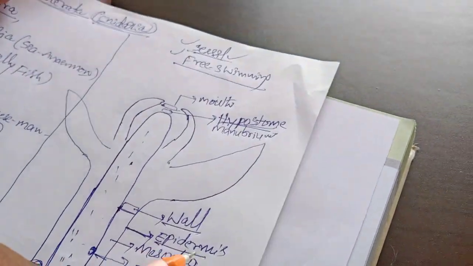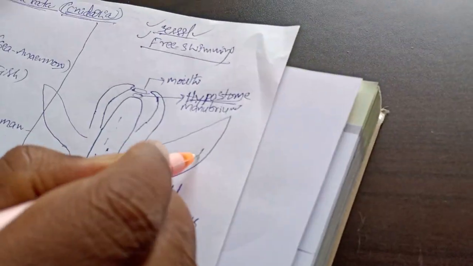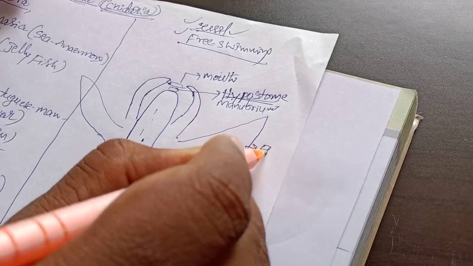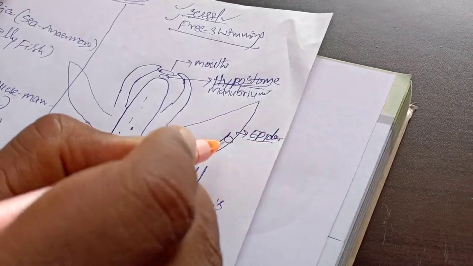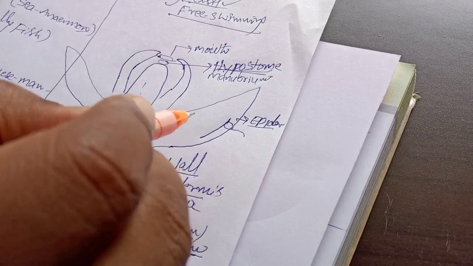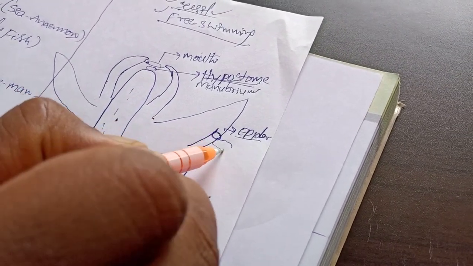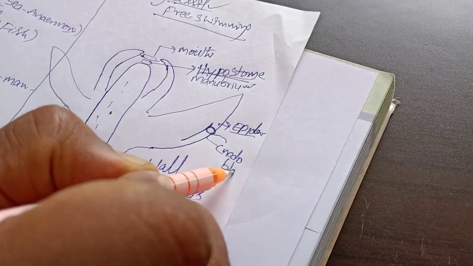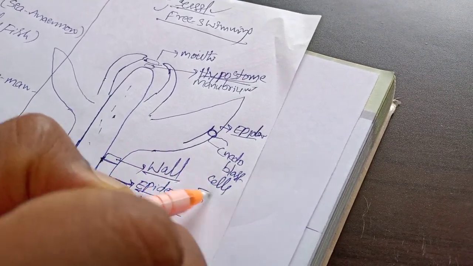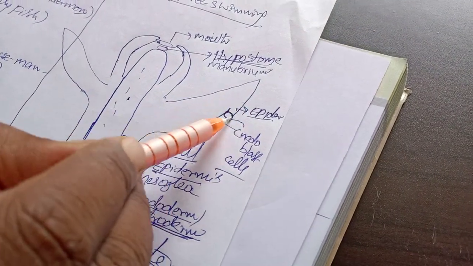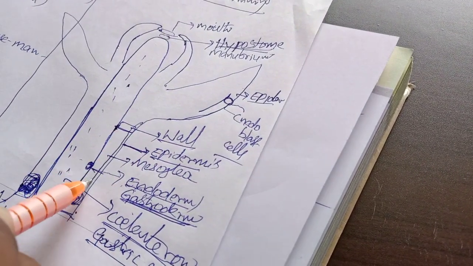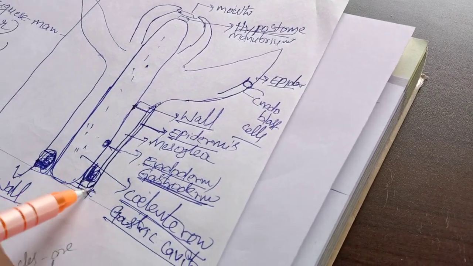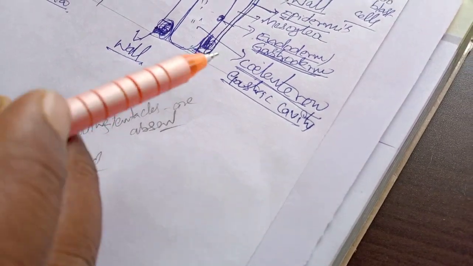This one is the epidermis. The surface epidermis contains some specialized cells. These are called the cnidoblast cells. These cnidoblast cells are present on the tentacles and also on the entire epidermis. Now I will explain this one.